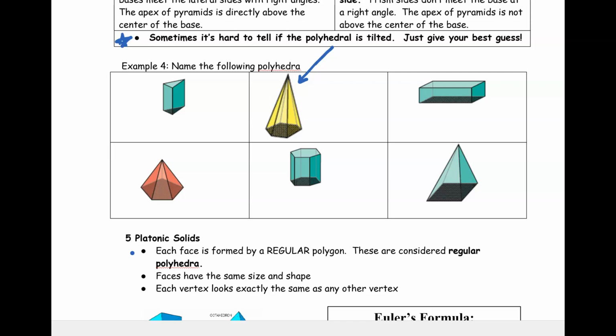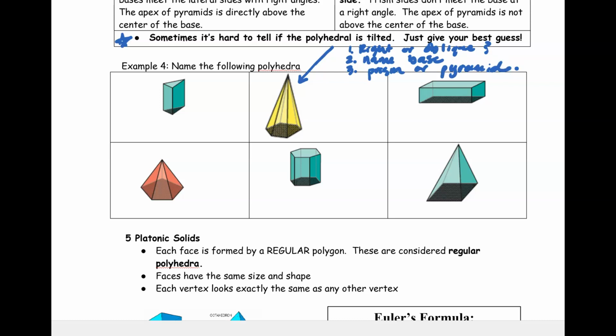So for example 4, this is a great place to pause the video and try these on your own. I want you to name the polyhedra. I want you to tell me, is it right or oblique? So right or oblique. And again, just make your best guess. And then you're going to tell me the name of the base. And then is it a prism or a pyramid? And you're going to put that all together.